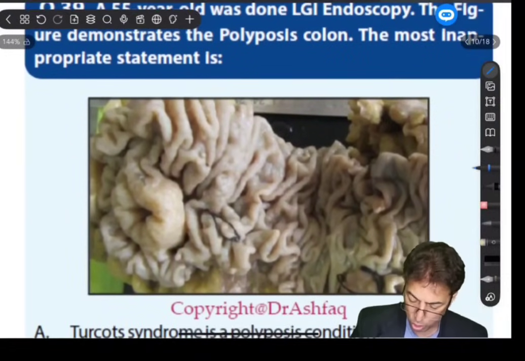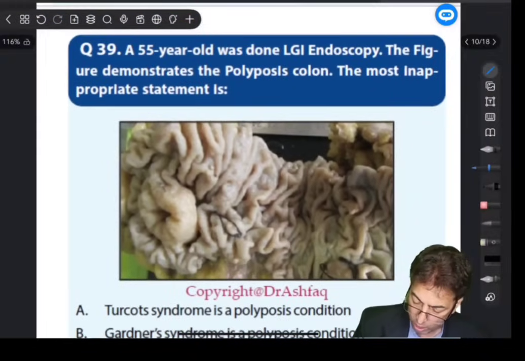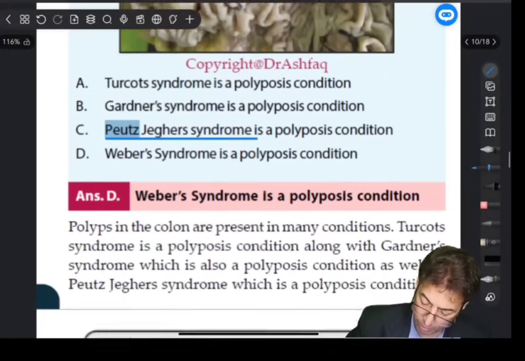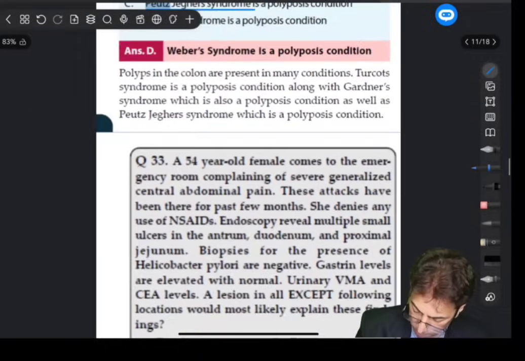Now I was mentioning Peutz-Jeghers syndrome. Here is an image which shows polyps within the colonic mucosa, carpeted by multiple polyps, and pigmentation of the oral mucosa. That is Peutz-Jeghers.